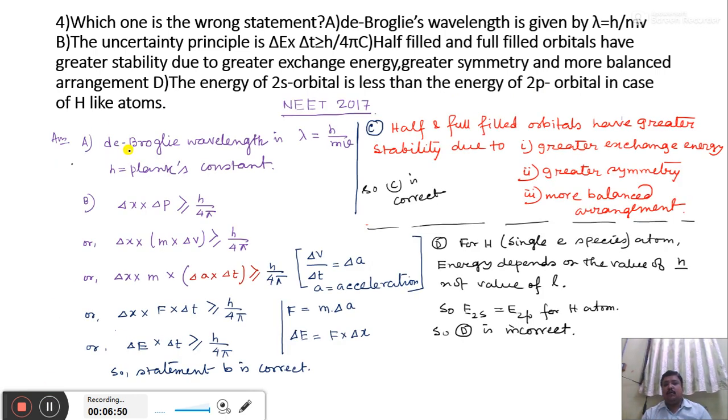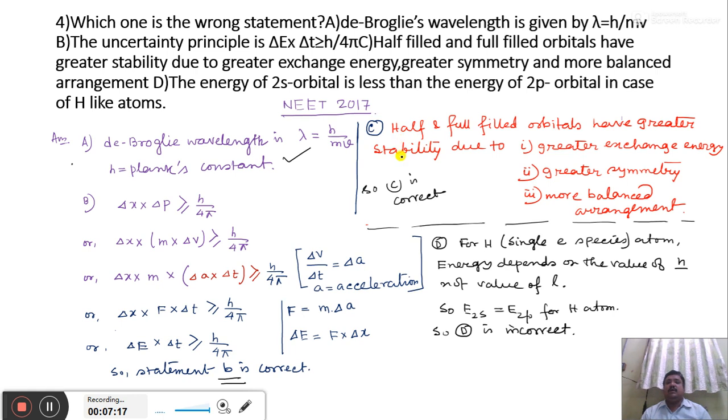Now the actual answer is: option 1, the de Broglie wavelength equation is lambda is equal to h by mv. So option A is correct. Now the Heisenberg uncertainty principle is del x into del p greater than or equal to h by 4 pi. By calculation we get del E into del t greater than or equal to h by 4 pi. So statement B is also correct.